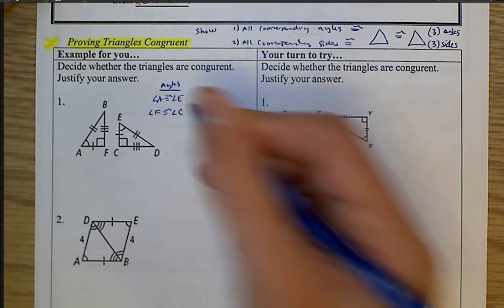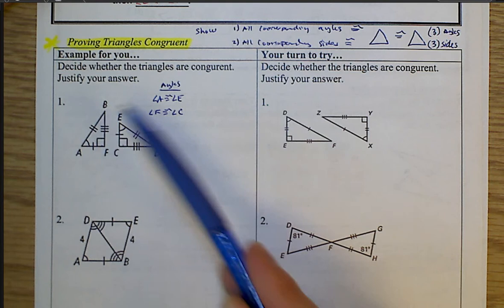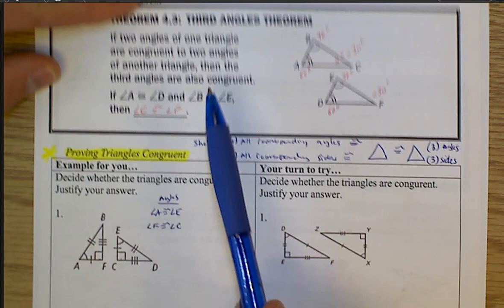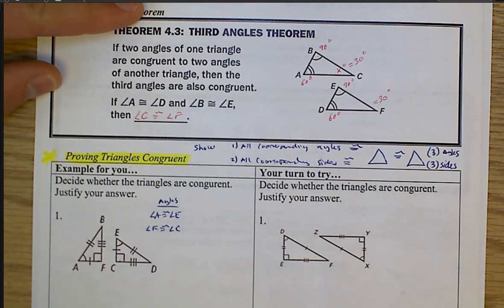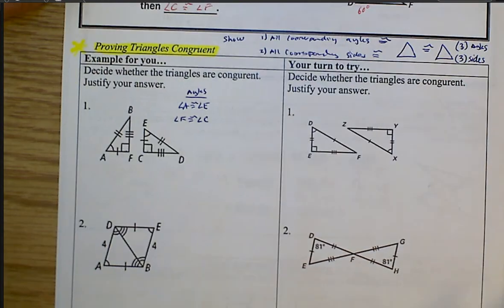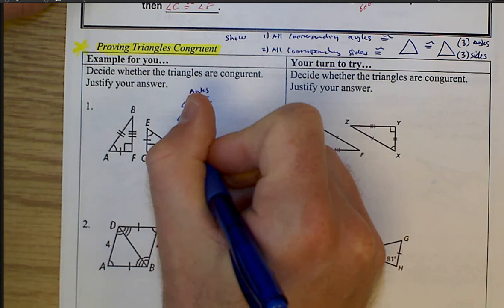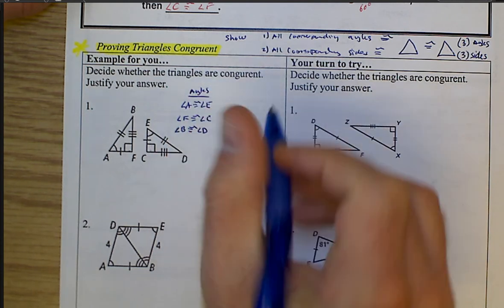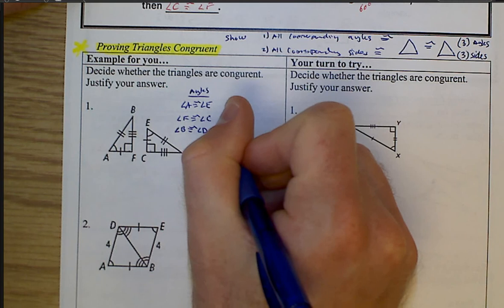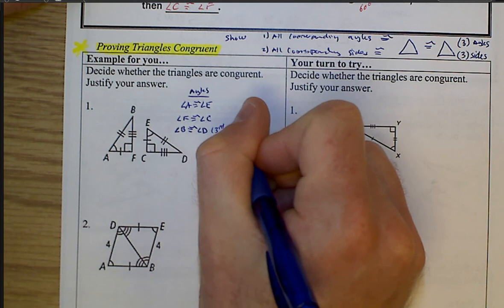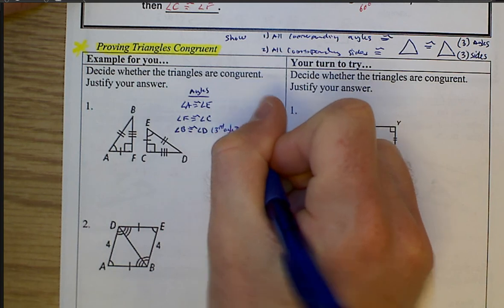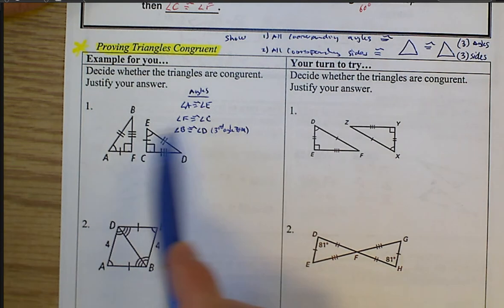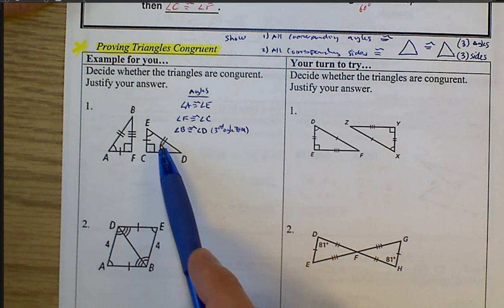Now, how do we know that B and D are equal? We know it from the third angle theorem, right? If 2 angles of one triangle are congruent to 2 angles of the other, then the thirds have to be congruent. So I know that angle B is congruent to angle D. If I was making a proof, it would be the third angle theorem. That's why we can say that, okay? Now look, 1, 2, 3. All 3 angles from this triangle are congruent to all 3 angles from this triangle.